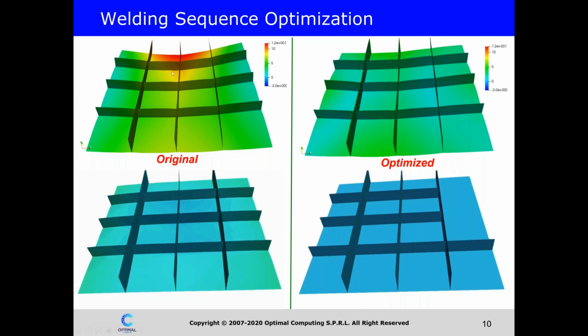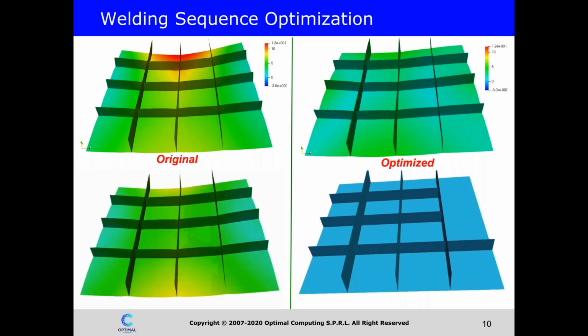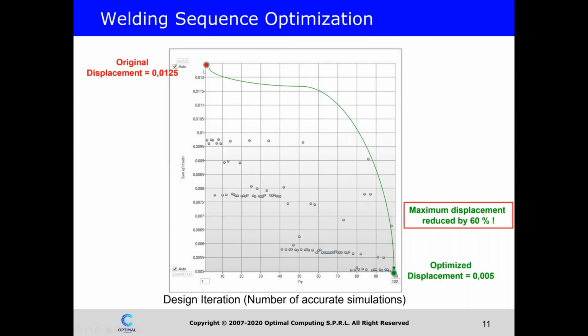And you see on the left the deformation of the original welding sequence. And here on the right, the deformation of the structure based on an optimized welding sequence. And for this case, we have reduced by 60% the displacement at the end of the welding process from the original sequence to the optimized sequence.